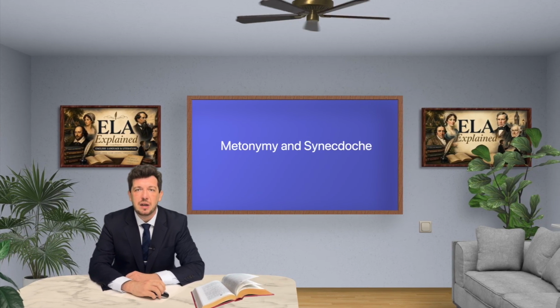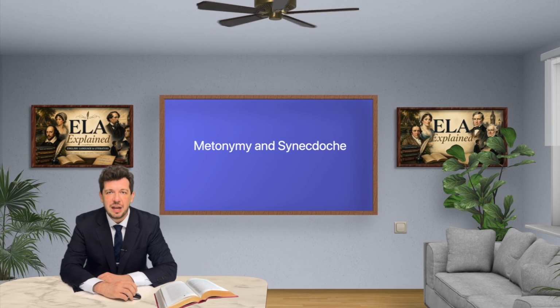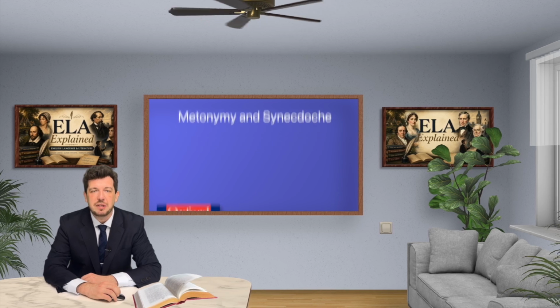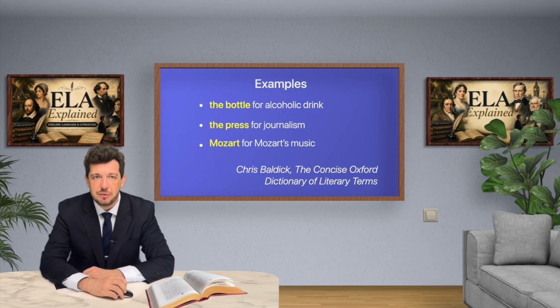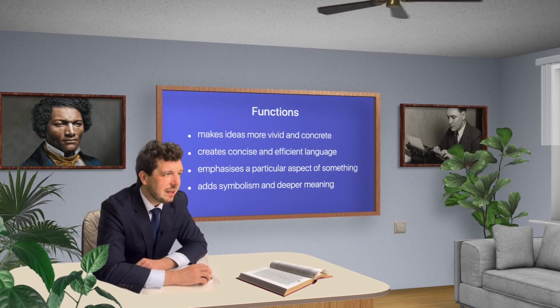In this video, we will look at two literary devices that deal with association and substitution, metonymy and synecdoche. Metonymy is a figure of speech that replaces the name of one thing with the name of something else closely associated with it. Common examples of metonymy include the bottle for alcoholic drink, the press for journalism, Mozart for Mozart's music. Why do authors use metonymy?